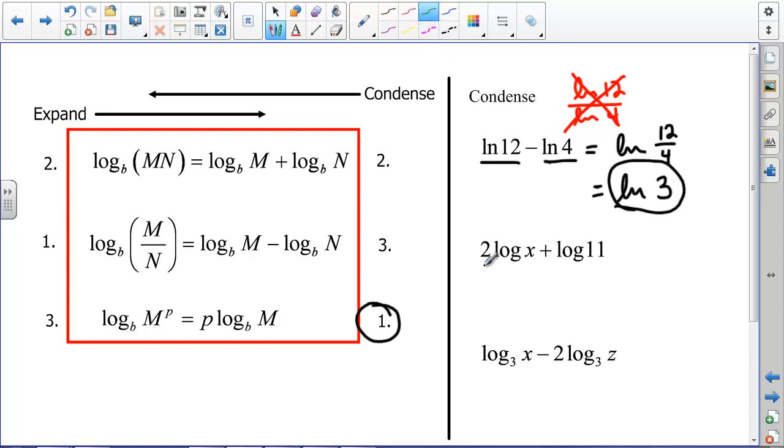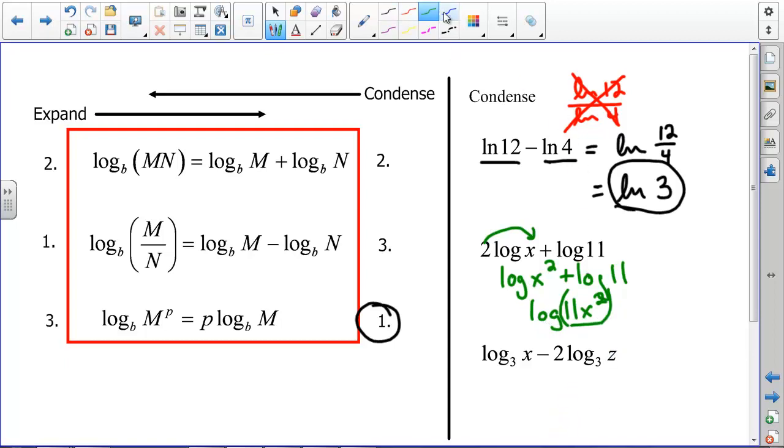The next one says 2 log of x plus log of 11. Well, I do see numbers out front, so that's going to become an exponent. So I'm just going to write it right below here, log of x squared plus log of 11. I see addition, and since it's addition, I'm going to multiply, and 11 times x squared is 11x squared. I sometimes like to put these in parentheses just to make sure that I know I'm taking the log of the entire thing, but that's what we get.